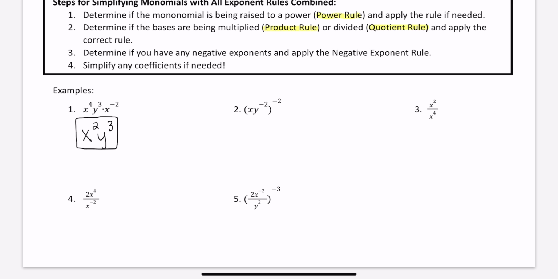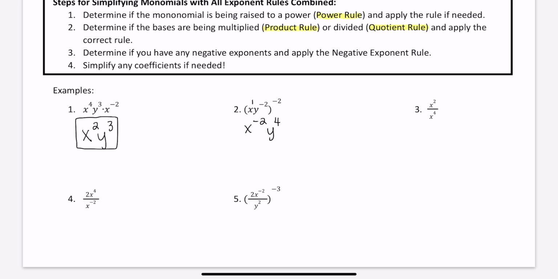In example 2, I have all of the quantity x, y to the power of negative 2, all raised to the power of negative 2. So in this example, I do have a power rule that I want to use first. All of my bases, my x and my y, are being raised to the power of negative 2. So I'm going to go ahead and multiply those exponents together. X has an exponent of 1. So 1 times negative 2 is negative 2. And then y to the power of negative 2 raised to the power of negative 2 is y to the power of 4. So I've applied my power rule.